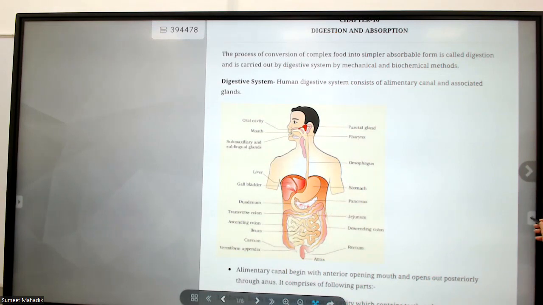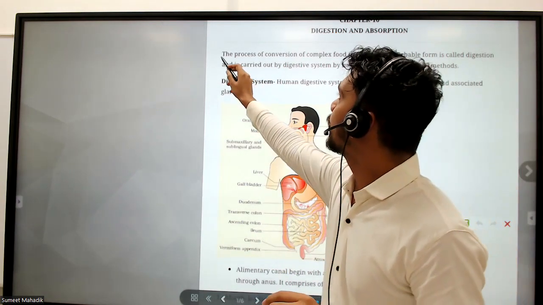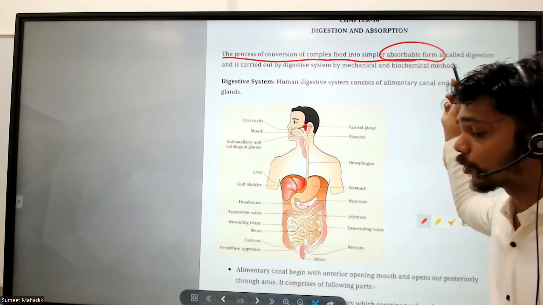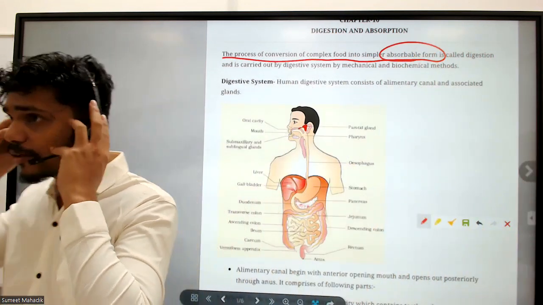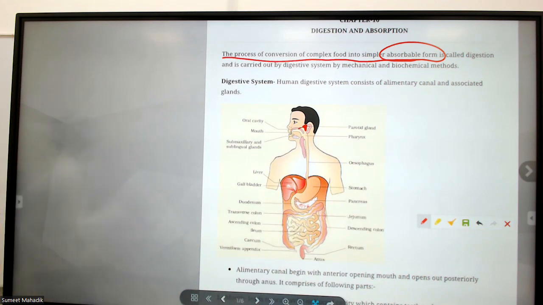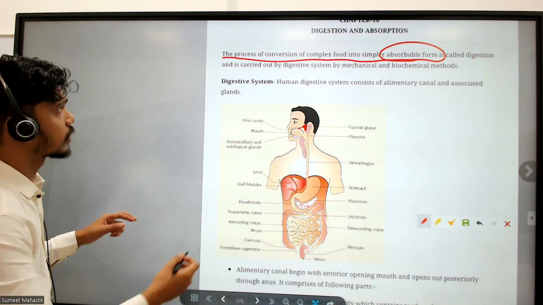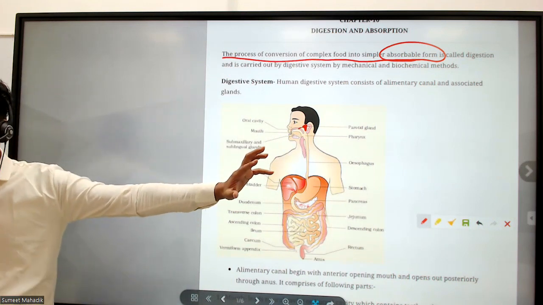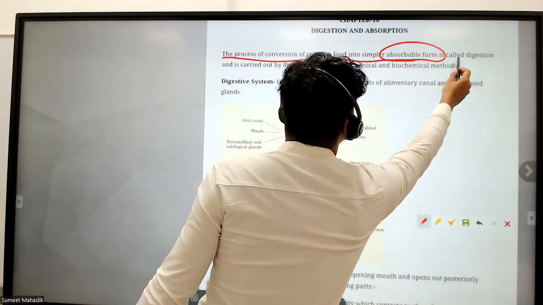Okay, now when you talk about this, the process of conversion of complex food into simpler absorbable food. What is absorbable food? We are making starch into glucose. Then glucose can be used as an energy resource. So what is digestion over here? Conversion of complex to simpler ones. This is very clear to you. Now it's called digestion.